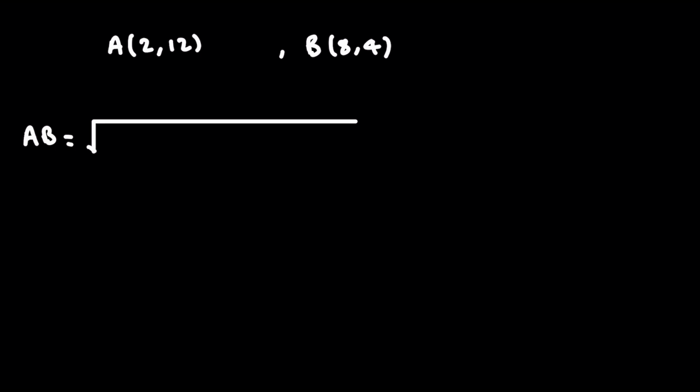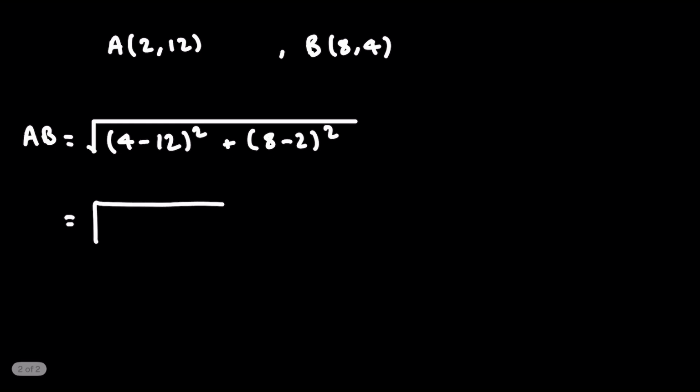This formula to work out the distance between these 2 points is simply the y values minused away from each other plus the x values taken away from each other. So I'm going to do 4 take 12 as I'm doing this y value take this y value, plus the x values minused from each other. So 8 take 2. Now I can simplify this. I can say this is the same thing as the square root of minus 8 whole squared plus 6 whole squared.